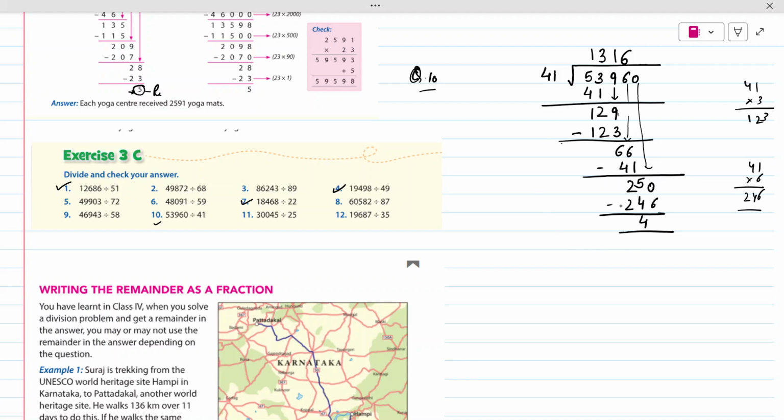Okay, so this is how we have to do this question. Our remainder is 4. Quotient is 1316 here. And we know how we have to check this also. Okay. So kids, this is the simple division which we have learnt now.